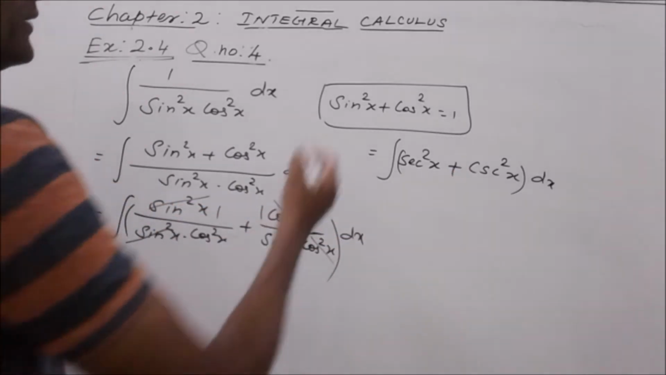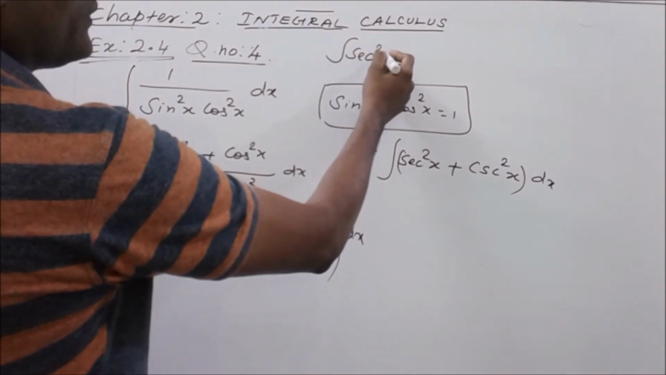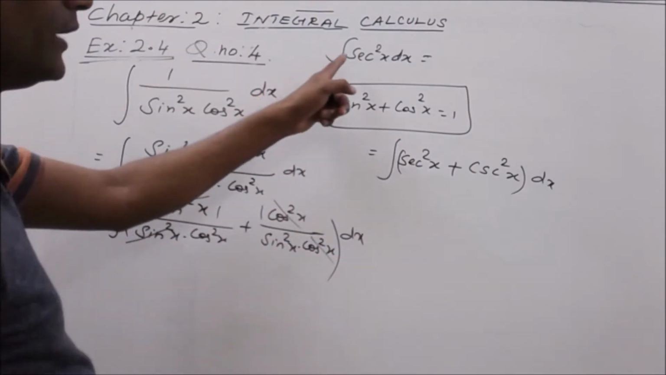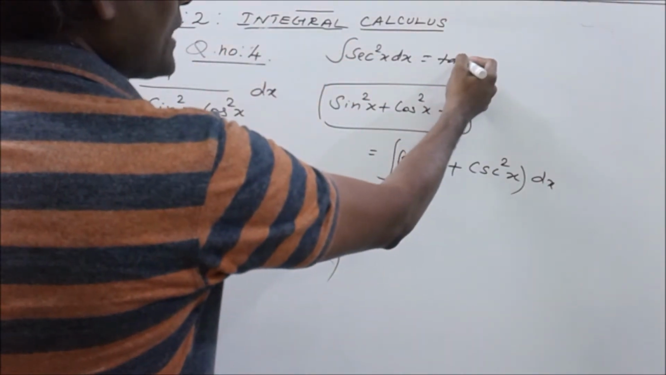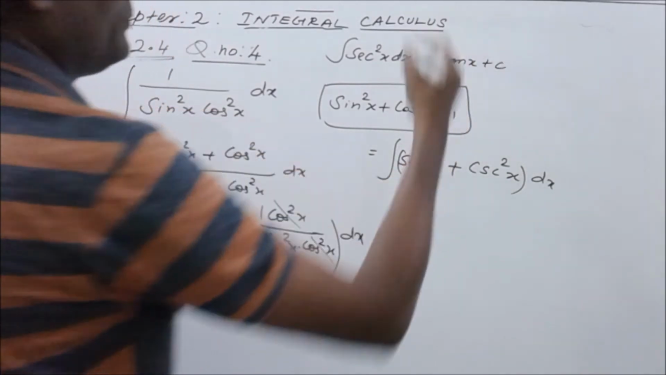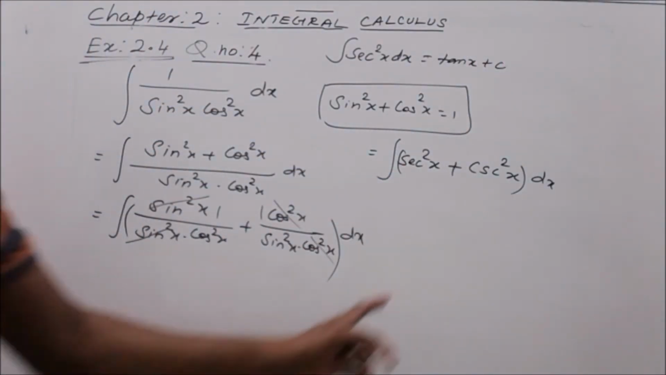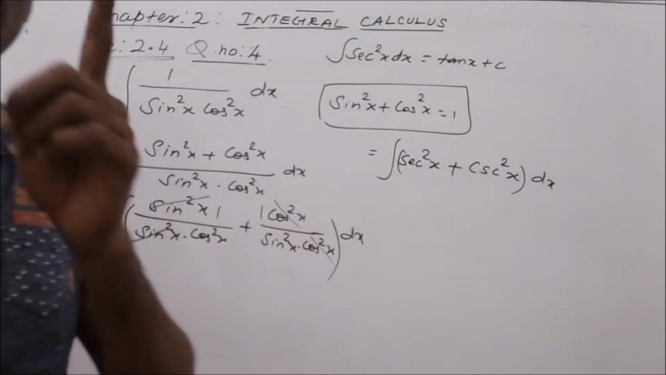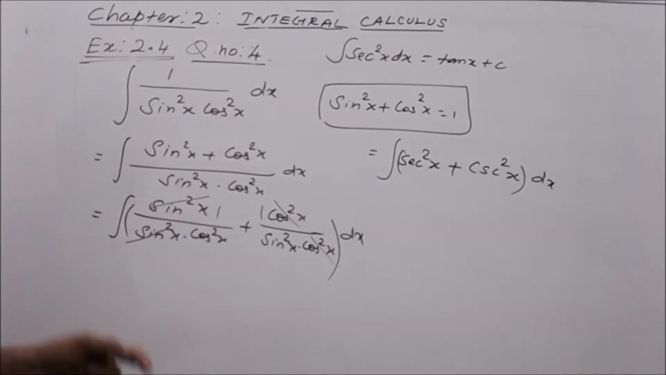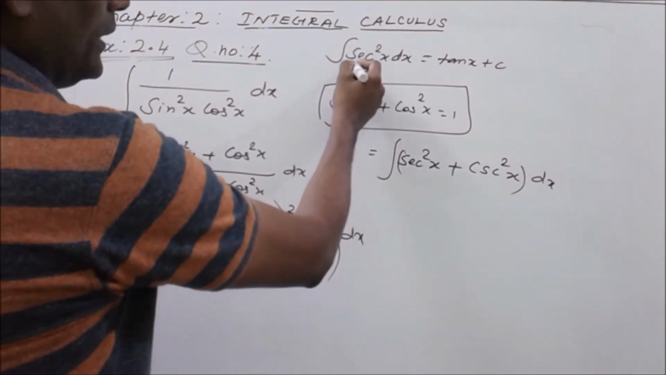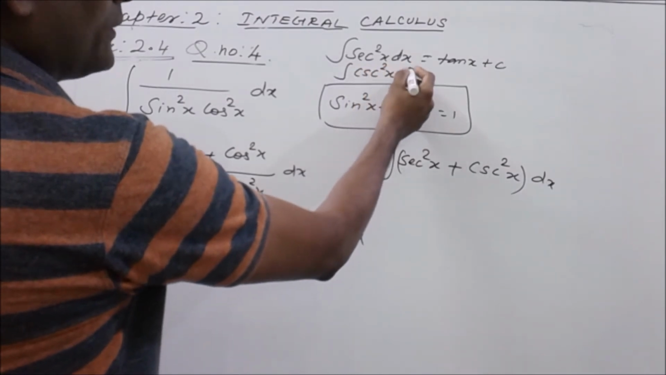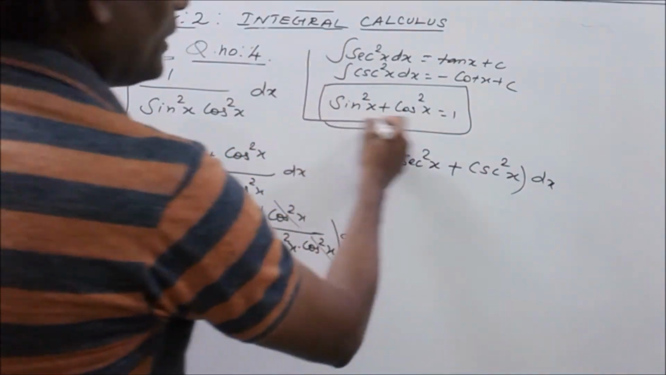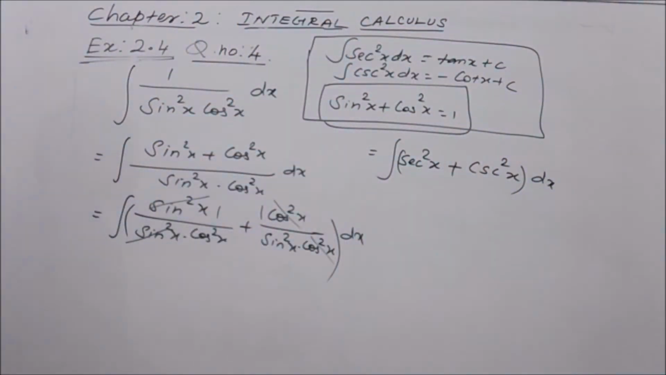The formula for integral secant square x dx: derivative of tan x is secant square x. So integral of secant square x is tan x plus c. And then derivative of cot x is minus cosecant square x, but we have a positive sign here, so interchange the sign to minus cot x. So integral cosecant square x dx is equal to minus cot x plus c. These are the formulas involved in this problem, question number 4.